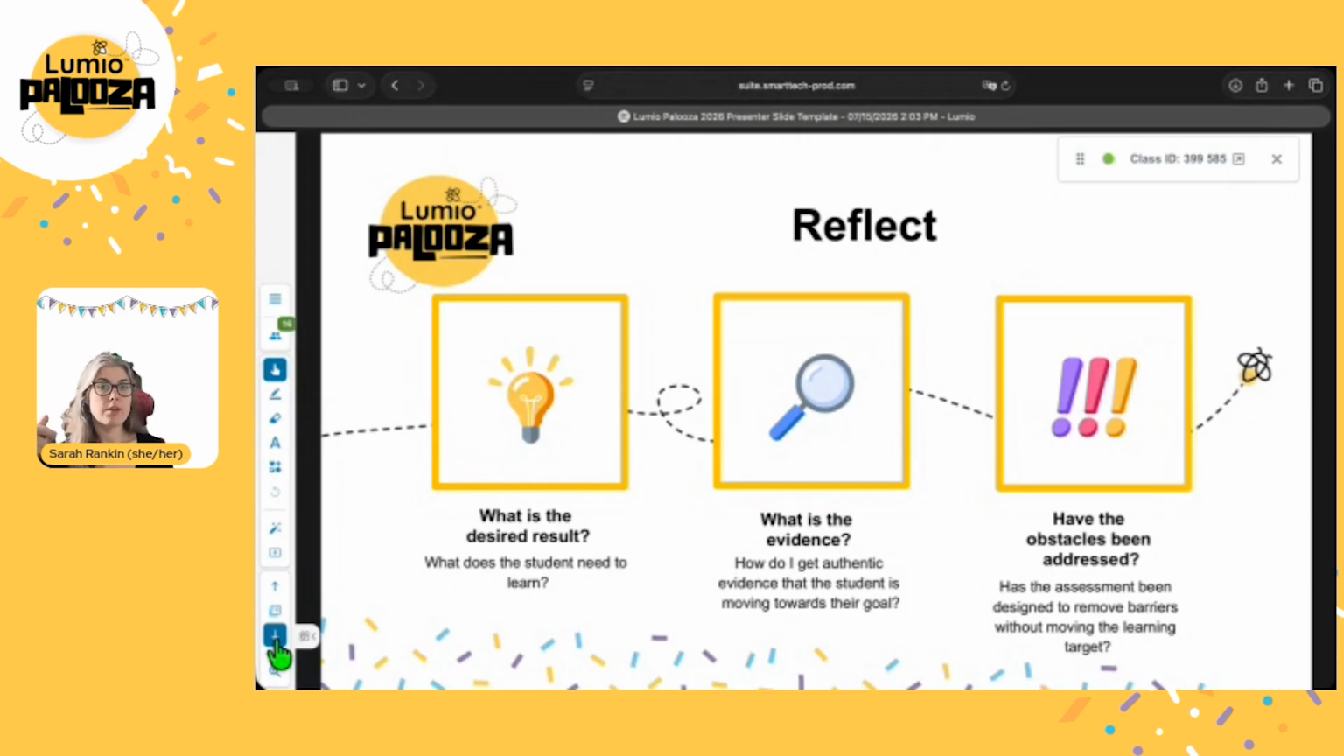And then finally, have the obstacles been addressed? If you're designing through UDL and using backwards design, most likely you're going to address most of those obstacles. I understand that there are going to be tertiary and secondary obstacles that we just can't address through what we're doing because they're beyond the scope of what an educator can change and influence day to day. But ultimately, has the assessment been designed to remove the barriers that would normally exist to learning in the classroom?